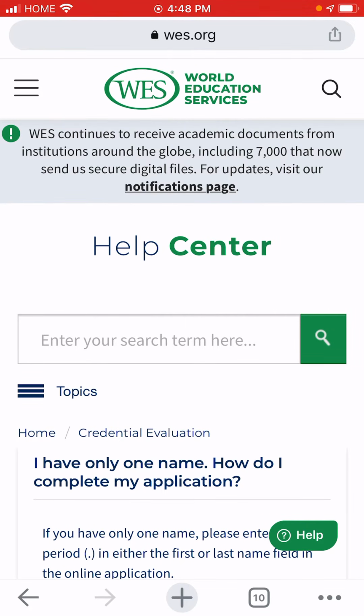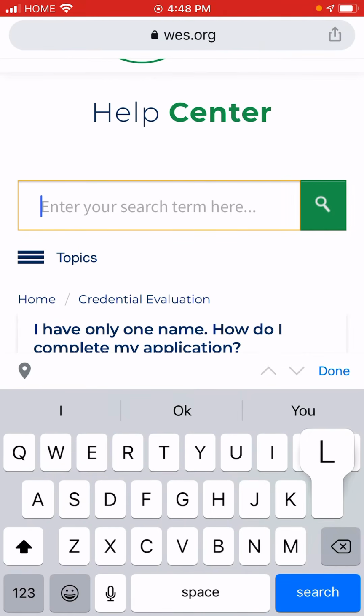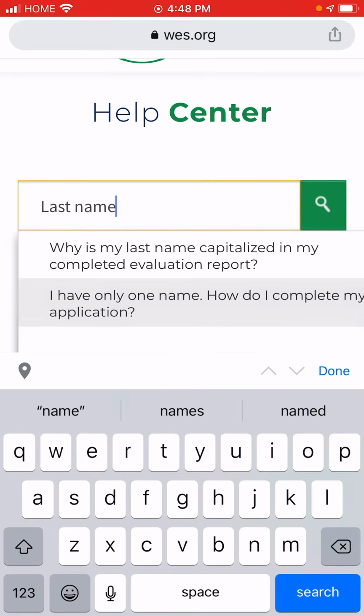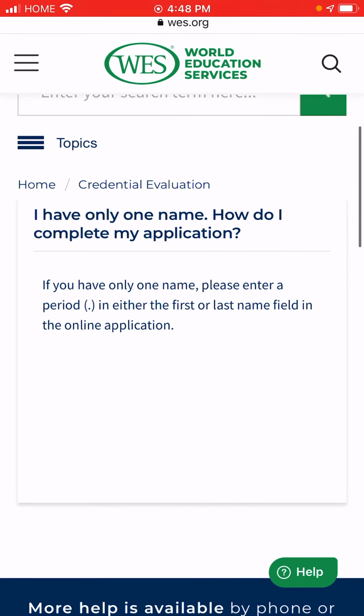So for this question, what I did, I went to the WES website, Canada, and I went to their help center. And there, if I search "last name", see, I have the second option: I have only one name. How do I complete the application? If you have only one name, please enter a period dot in either the first or last name field in the online application. So now the instructions are very clear.